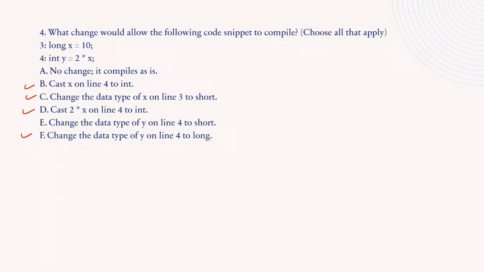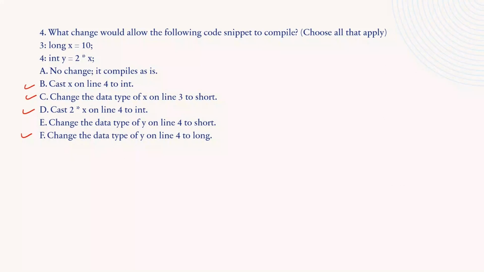Why is that? B, C, D and F. Let us discuss this one by one. The code will not compile as it is, right? And it has a simple thing. It will just say lossy conversion from integer to long. Sorry, long to int, right? But the thing is, why B, C, D and F?